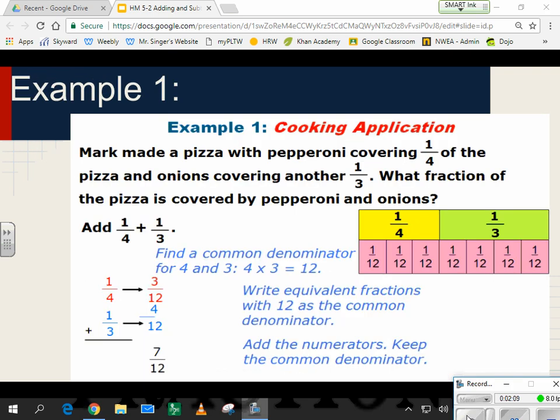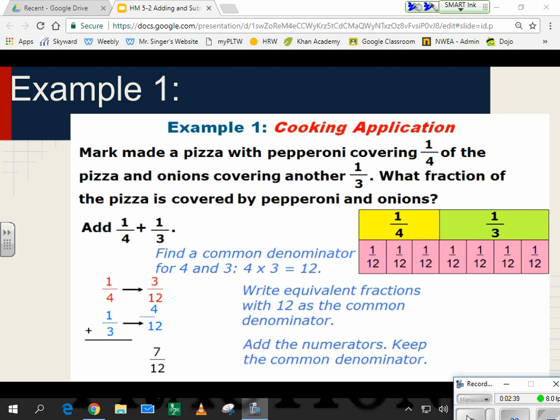So let's start with some application problems in example 1. Mark here made a pizza with pepperoni covering 1/4 of the pizza and onions covering another 1/3. So what fraction of the pizza is covered by pepperoni and onions? So really what we're looking for here is we're going to add 1/4 and 1/3. So to be able to find this, the first thing we have to do is find a common denominator. So to find the common denominator, we're looking for the least common denominator or least common multiple.